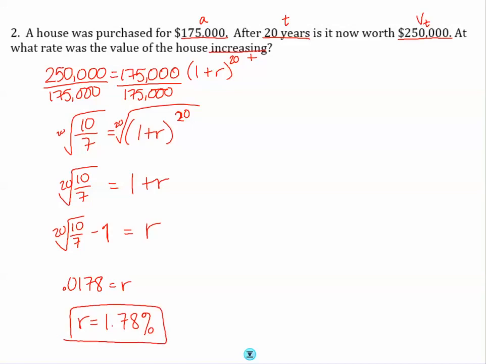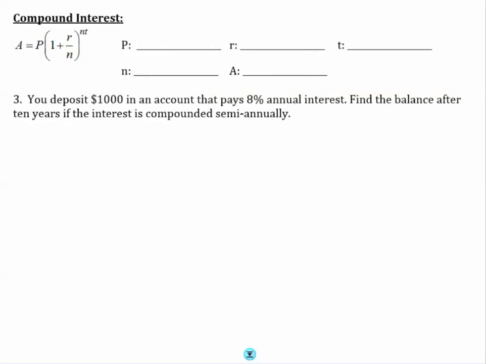Let's look at the next formula. This is the compound interest formula. P is our principal. R is the rate as a decimal. T is time in years. N is the number of times it is compounded per year.